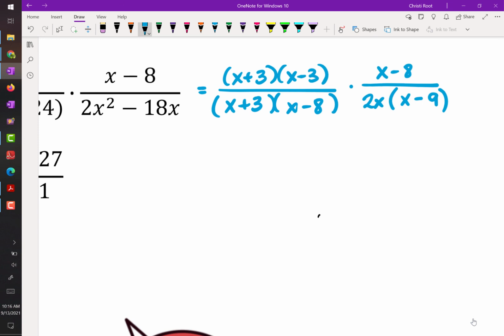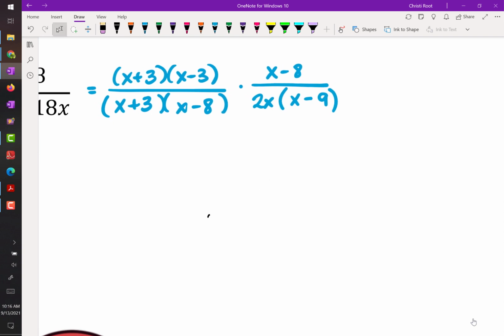Okay, all right, so now that I've got it all factored out, let's just take a second and look for anything that could be undefined. And remember, your undefined is from x, from unknown values. So this x cannot be negative 3. This x cannot be positive 8. This is a GCF x. Remember, it's not added or subtracted, so that x cannot be 0. And this x cannot be 9.